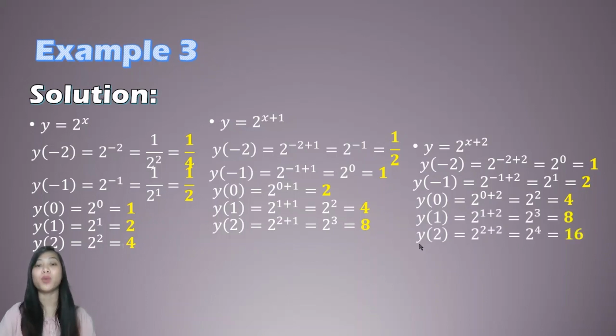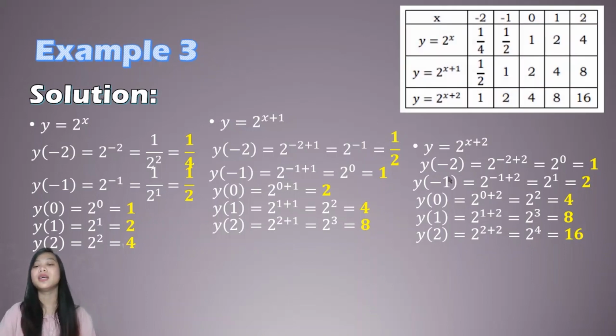And last, we have y of 2, which is 2 raised to 2 plus 2. So 2 plus 2 is 4, so our exponent now is 4. 2 raised to 4 is 16, because 2 times 2 is 4, times 2 is 8, and times 2 again is 16.